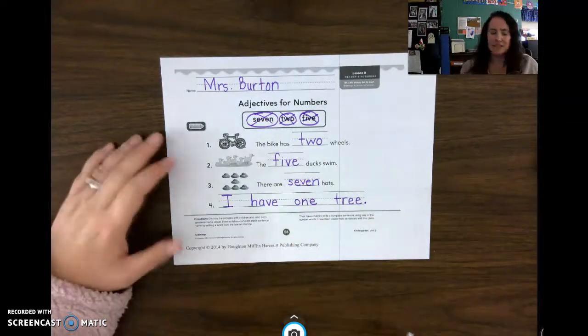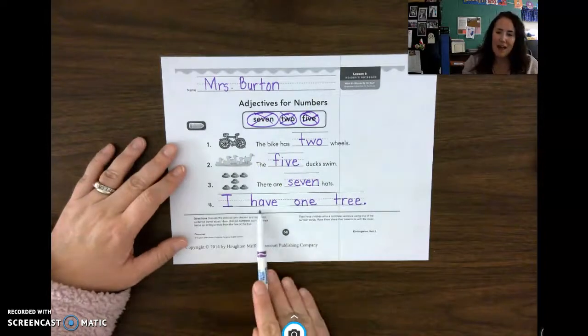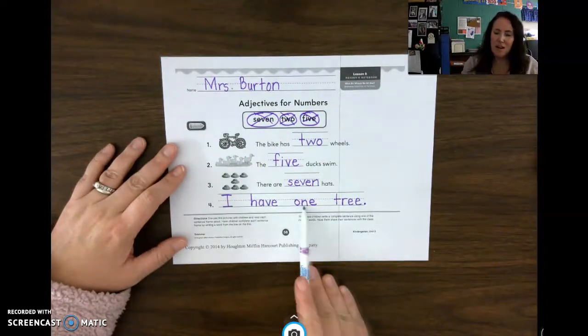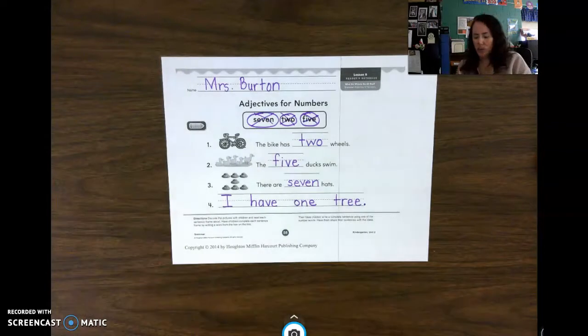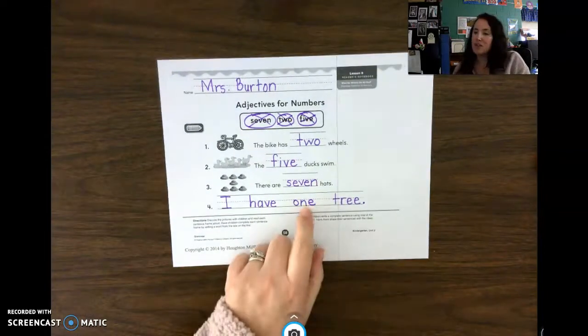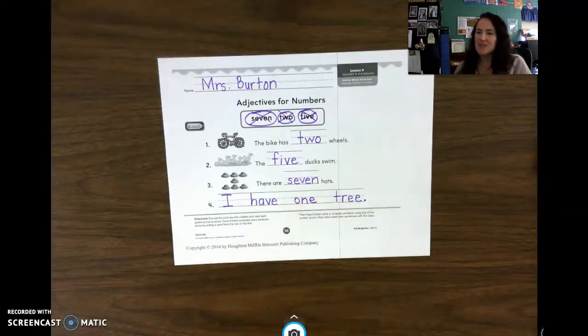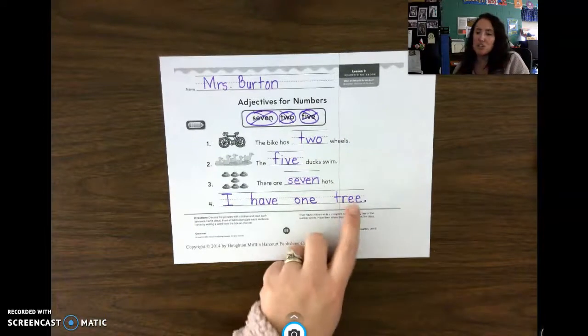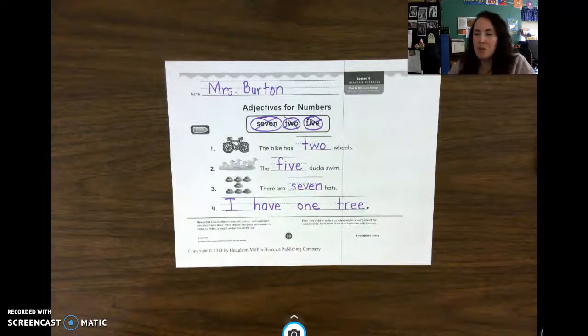Good job. Let's read it together. I have one tree. So we used another number word to describe how many trees we had. We used it as an adjective to tell us more about the word tree, which is a noun. It is a thing. All right, we'll talk some more about this later.